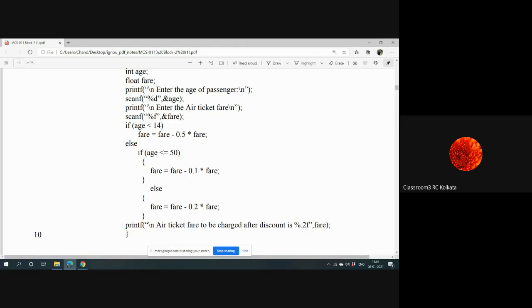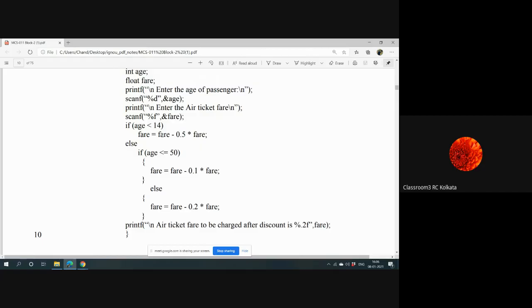So at one time, all the statements do not run together. Only the branch whose condition matches the input conditions will run. So for this program, how many inputs do we require? Tell me. Two, ma'am. For a particular passenger, this program will run only one time.